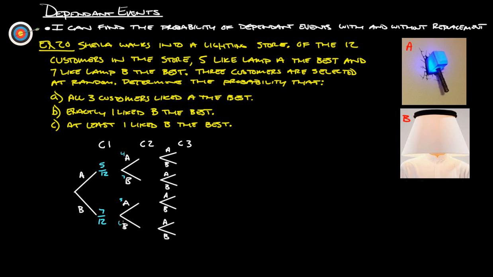and there's only now 6 left that like B the best. So if we were to get A again, that would be 4 out of the 11 that are left, where this would be 7 out of 11, and this would be 5 out of the 11, whereas this is the 6 out of 11.